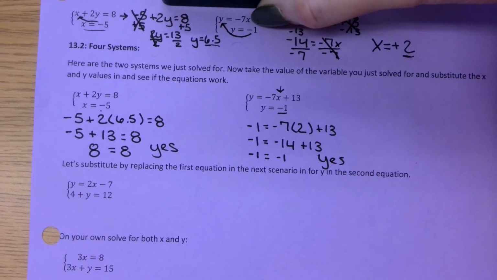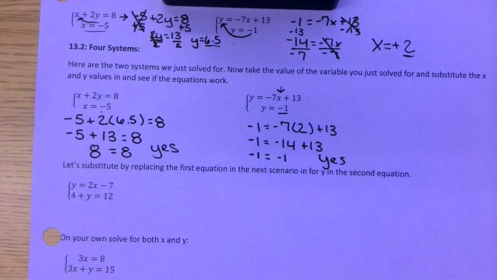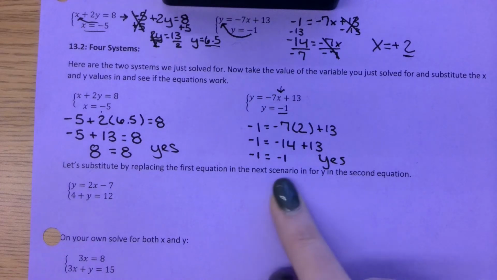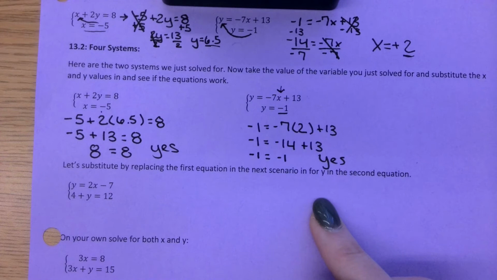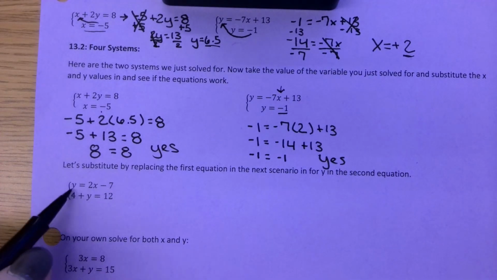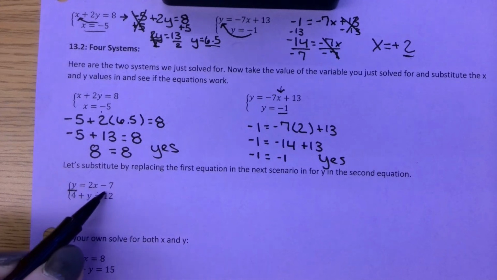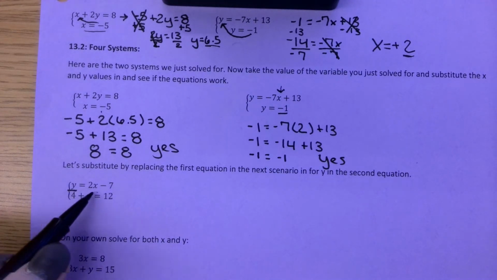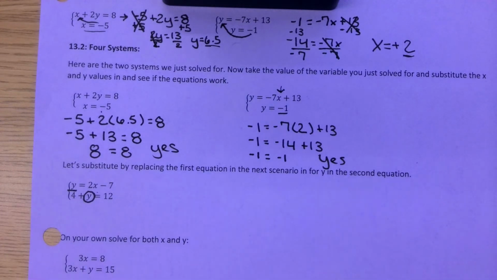Now this is where it gets a little bit tricky. This is the meat of it. So let's substitute by replacing the first equation into the next scenario, for y in the second equation. So we know that y equals 2x minus 7. So I'm going to take this information and replace it with that y.